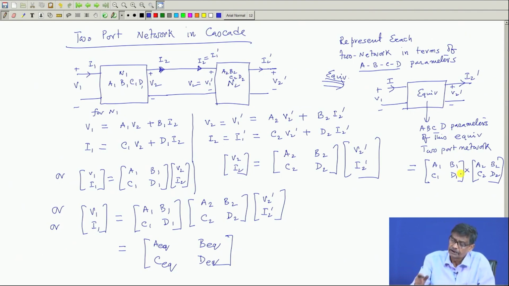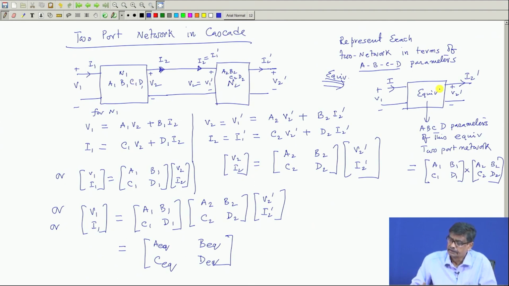Therefore, if several 2-port networks are in cascade connection, what does that mean? The input voltage of this second network is the output voltage of the first, and so on. You can connect several in cascade. So, the product of the ABCD parameters will give you the equivalent ABCD parameters representation of the networks. That is what I want to tell you.